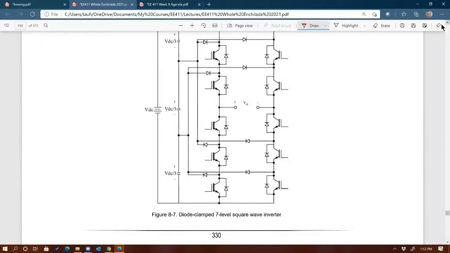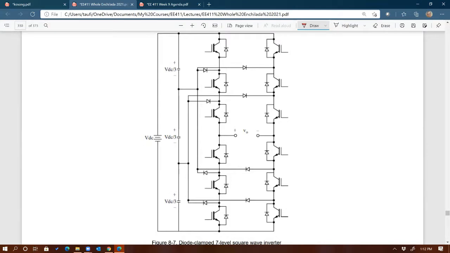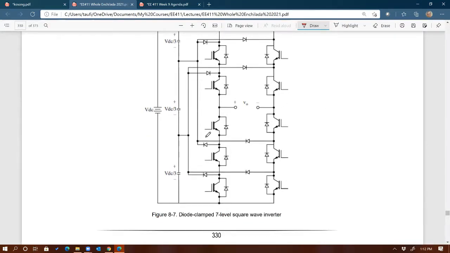Okay, so again, this is an example of a higher level circuit, just one example. There are more topologies to create 5 levels, 7 levels. I'm just showing you one example that can produce 5 levels. Any questions on this?